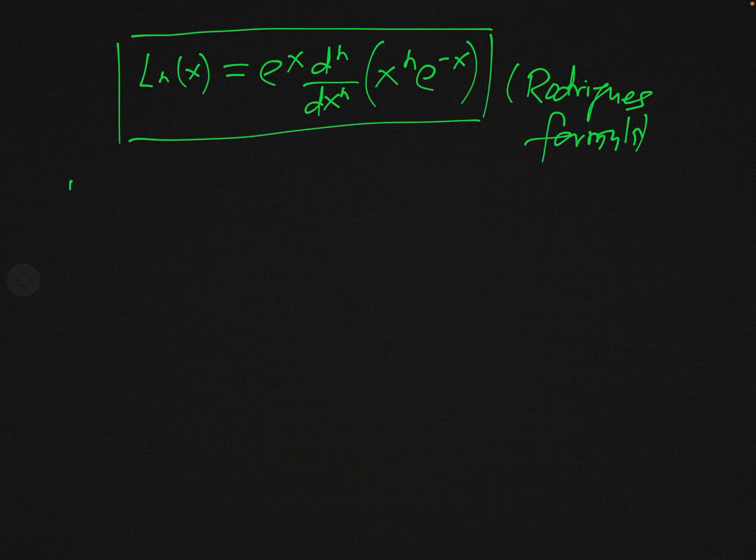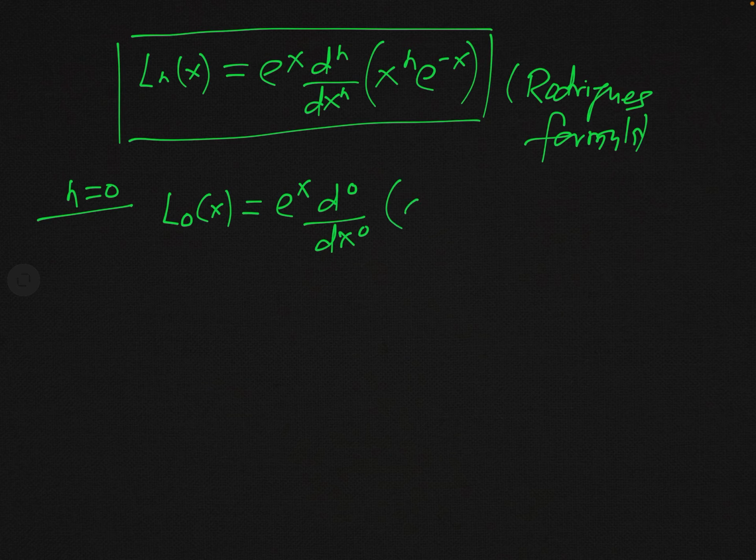So take first of all n equal to 0. When you take n equal to 0, then Ln of x will be L0 of x. And what will this be? You can see this is e raised to the power x, d0/dx0, of x raised to the power 0 times e to the power minus x.